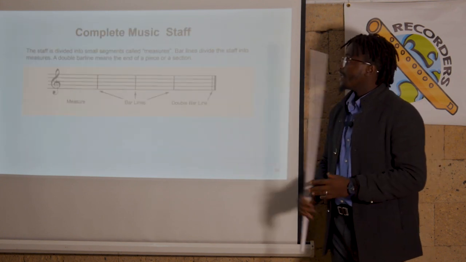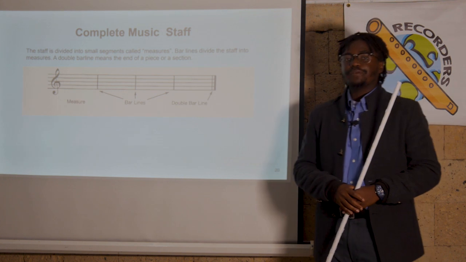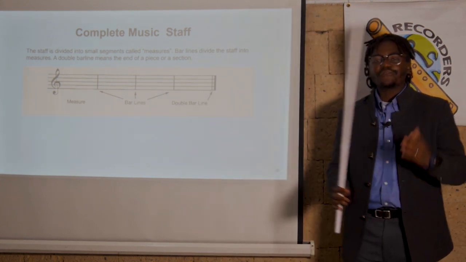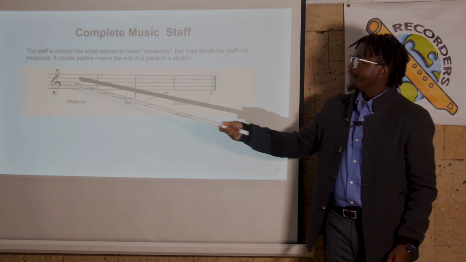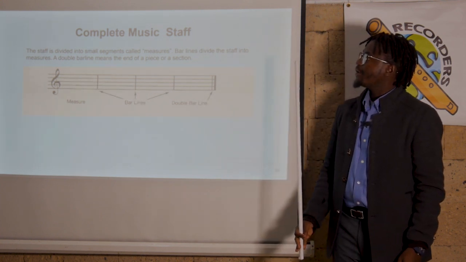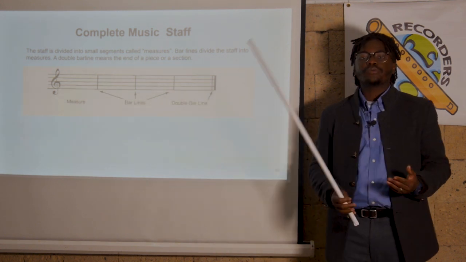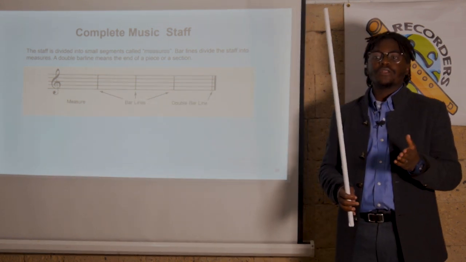So a double bar line shows the end of the music piece. Now, let's put them all together. That is right from the top, which we have the whole staff, a complete music staff that has the G clef on it, that helps us to position the G on the second line of the staff.